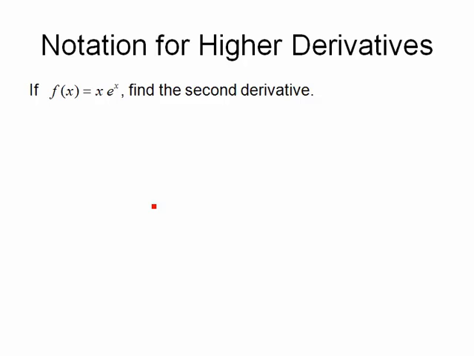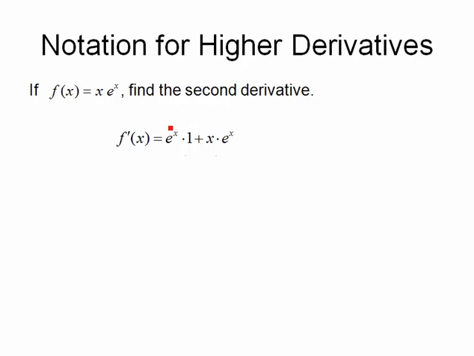Let's go ahead and try a slightly more complicated derivative. Let's take f of x equals x times e to the x and find the second derivative. You'll notice here that this is a product, so I'm going to let u be the x and v be the e to the x. That means that u prime is going to be 1 and v prime is going to be e to the x, because the derivative of x is 1 and the derivative of e to the x is e to the x.